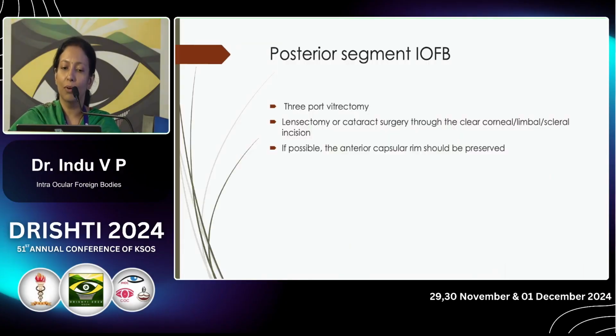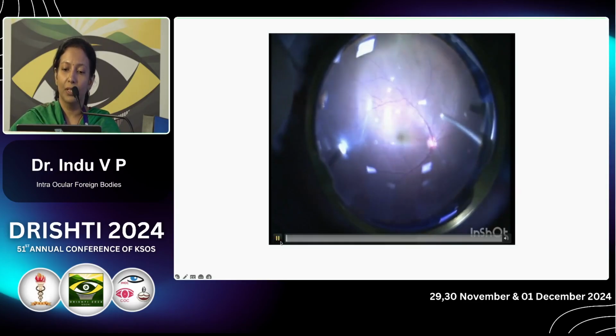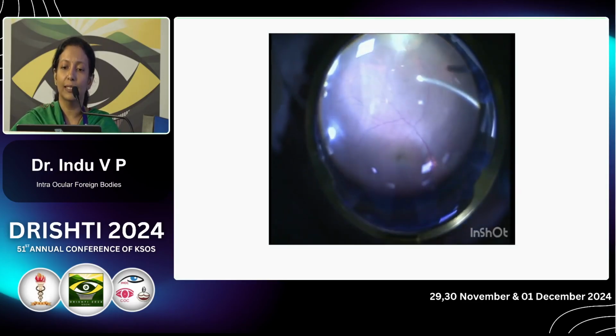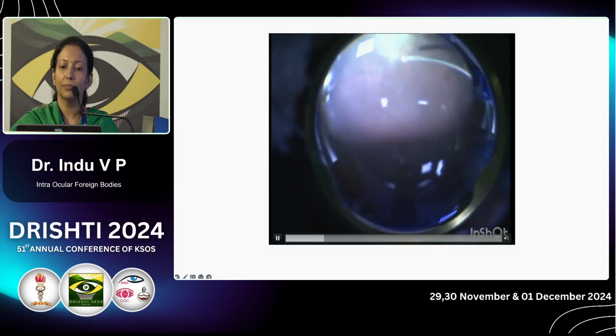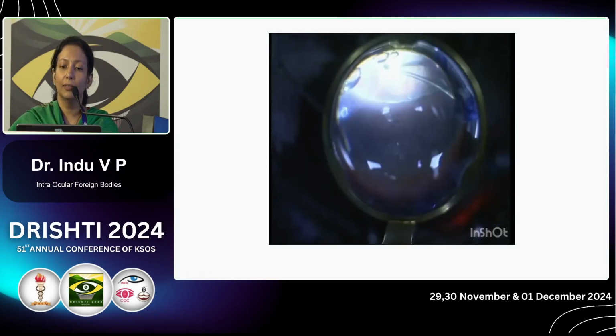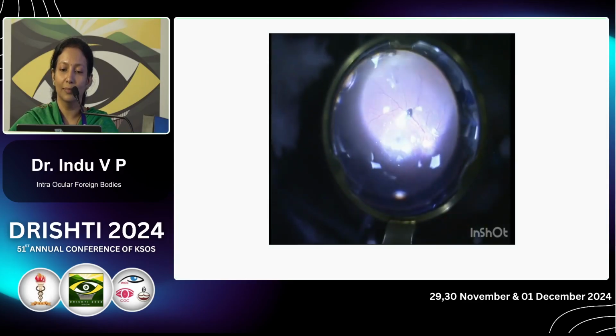Posterior segment foreign bodies are routinely managed with a 3-port vitrectomy. If the lens is cataractous, a lensectomy or cataract surgery can be done. So this is a young patient with a metallic foreign body who presented 1 week after an injury. You can see a vitrectomy is being done. You can see an encapsulated foreign body near the ora serrata. So with a cutter, I'm slowly disengaging it. It jumped onto the posterior pole, however, no damage was done.